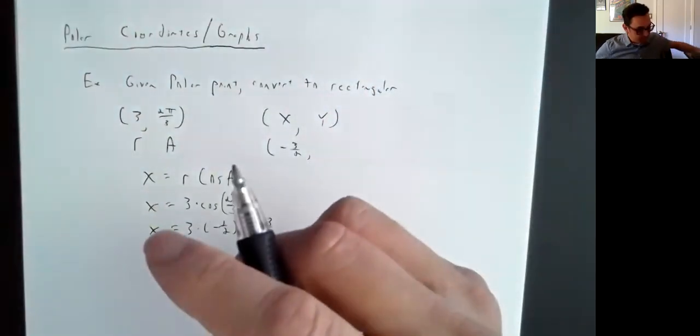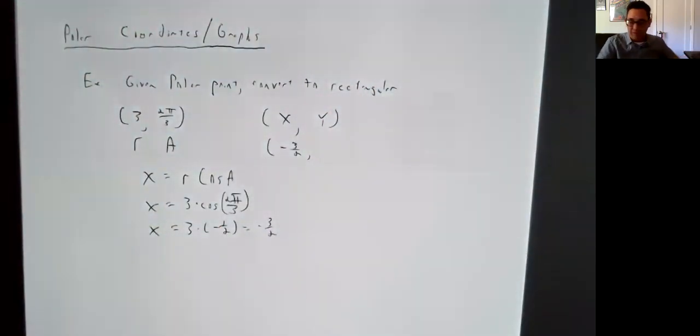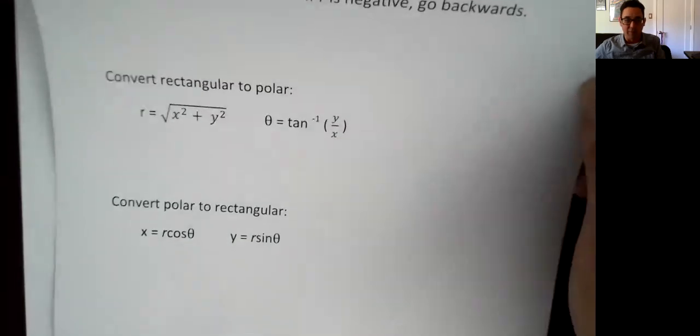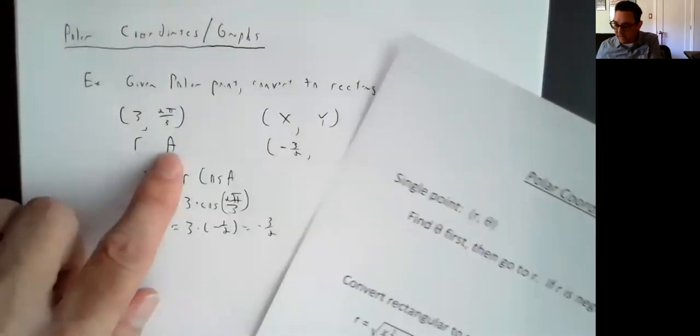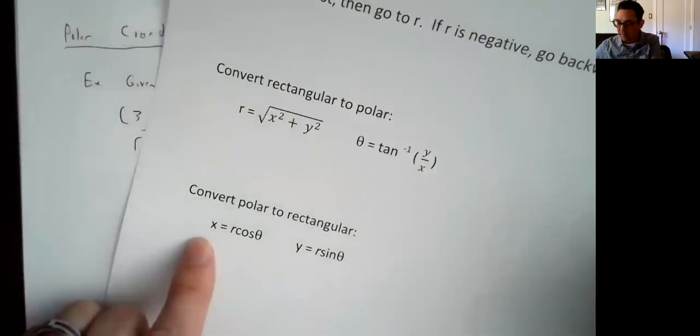So you're just plugging them in. You are going to have to know this formula, so have that formula with you. That's how I found the X value. I had R and I had theta, so I just plug them in here, and that gets me the X value.